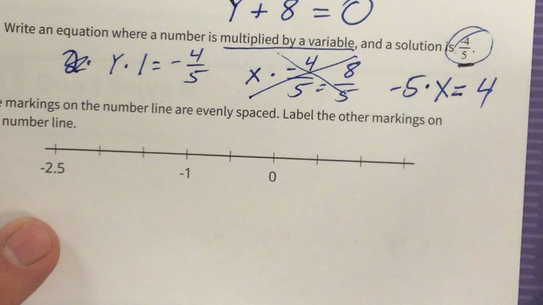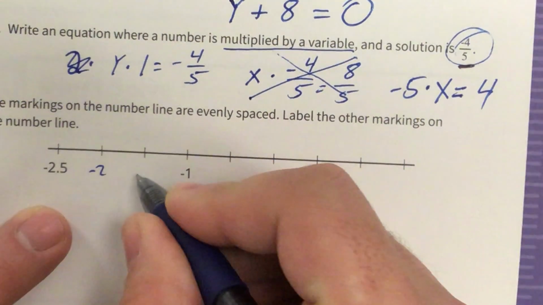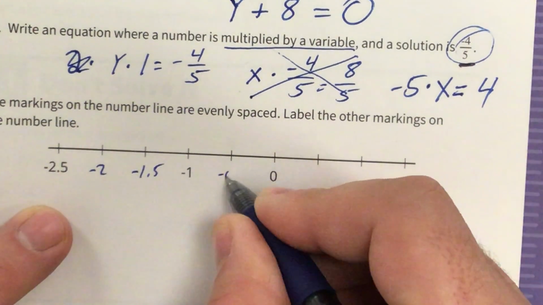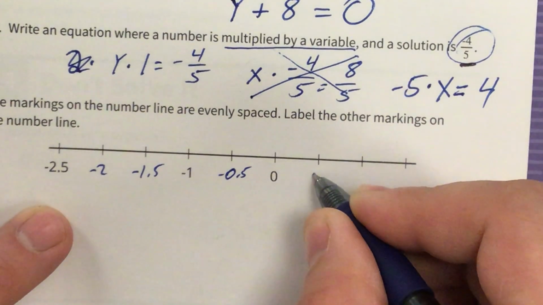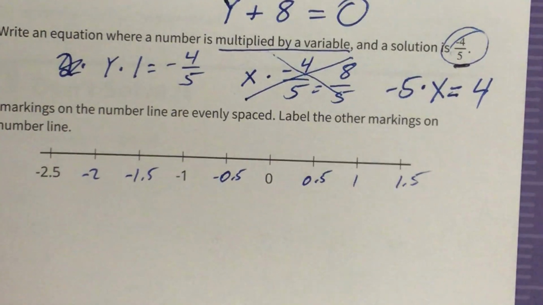Going straight across. Brooks, you want to tell me what you have here? -2, -1.5, -0.5, 0.5, 1, 1.5. Perfect.